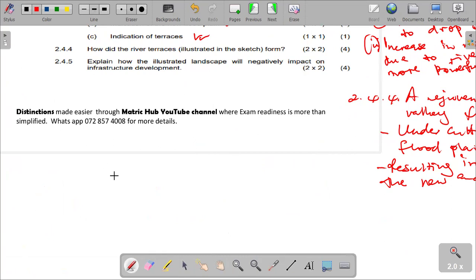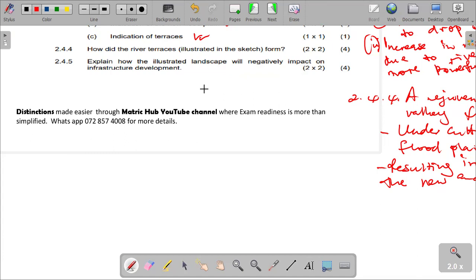So basically what we are saying is that the terraces are formed because of the undercutting of the rejuvenated stream, which incises into the old stream, causing some old and new floodplain to form, which will result in the steps forming there. And then question 2.4.5, explain how the illustrated landscape will negatively impact on infrastructure development.